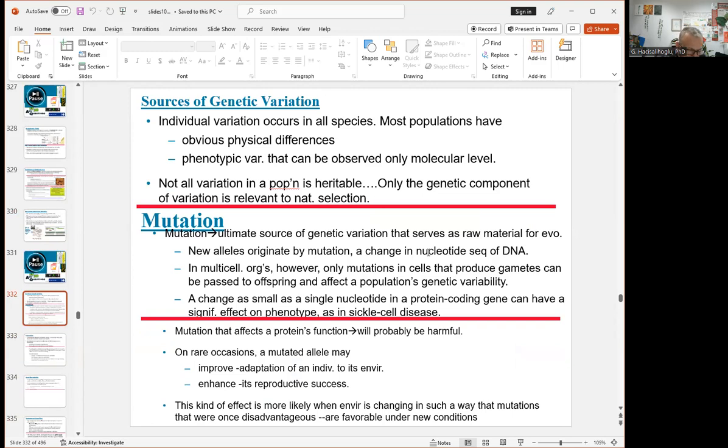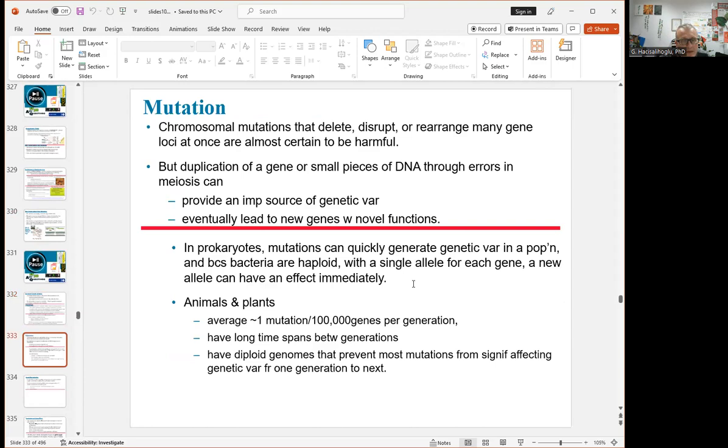That brings us to genetic variation, which we've seen in earlier chapters, and mutations, which we've also seen in earlier chapters. Mutation is basically the rare, ultimate source of genetic variation, and that can be raw material for evolution. New alleles can originate from mutation, a change in nucleotide sequence, so that can also be used in evolution. Again, there is more information about mutations.